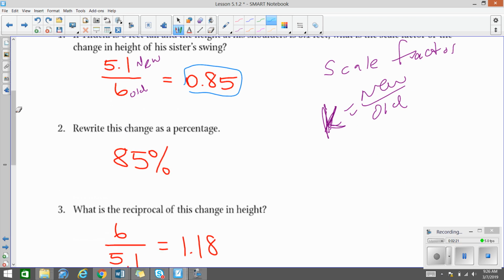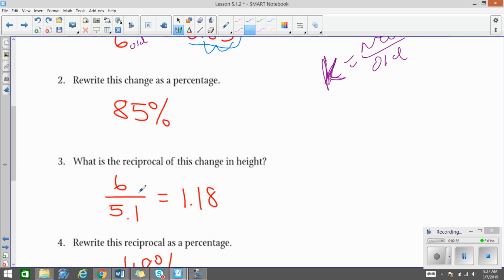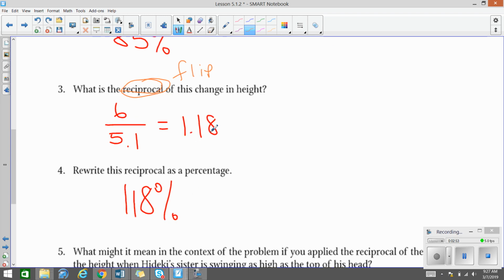All right, so now, ready? It says write this change as a percent. So again, we had worked on this in the statistics unit. All right, boom, 1, 2. You move the decimal over 2 times to the right, and you get 85%. Now it says go back to the original fraction and write what is the reciprocal. Reciprocal means flip. So you're going to flip your fraction, and you get 6 over 5.1. And then what is the reciprocal change in the height? So I just simplified it to 1.18. And then how do you write 1.18 as a percent? Well, it's 118%. So we don't want to worry about 5, but this is really just connecting what we did yesterday and applying it today.